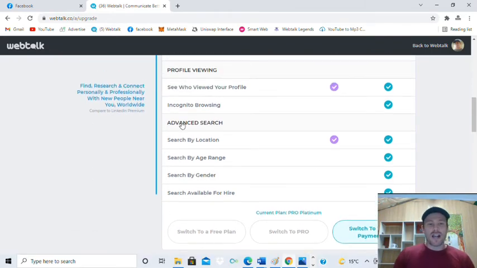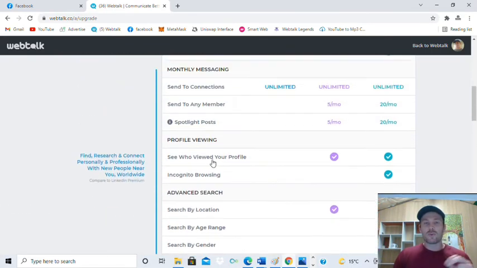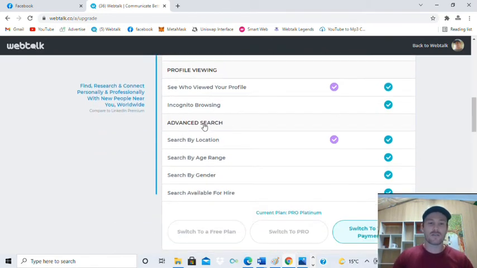Now, many of these other features aren't too valuable yet because Webtalk is at a very early stage. But as Webtalk grows and develops, this sort of thing like advanced search is going to get very, very valuable, and people are going to want to upgrade for these things as well.